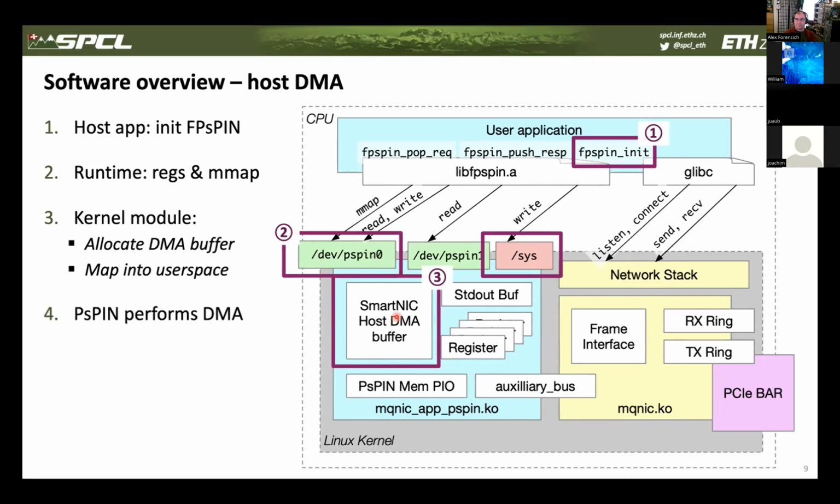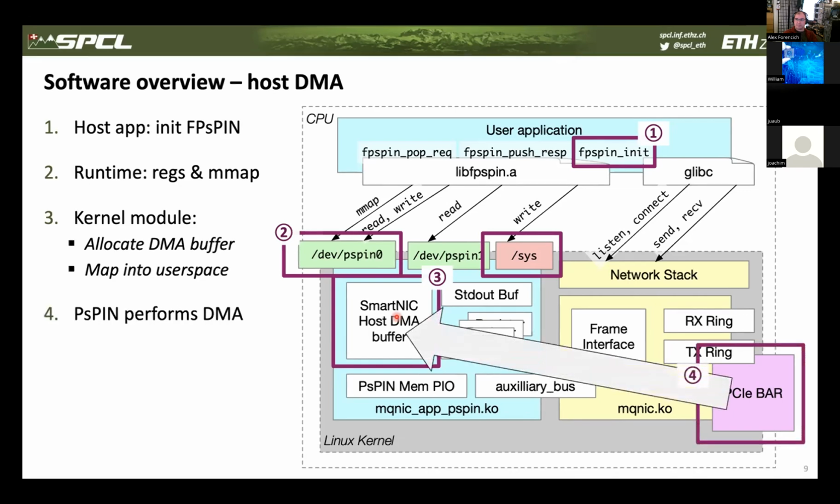And then the pSpin hardware is going to perform DMA. So a request is going to come in from the PCIe bar into this buffer that we set in place, and then the host application in the meantime is just going to busy poll this buffer to say if something has come in. We may want to add interrupt support, but it's polling at the moment.